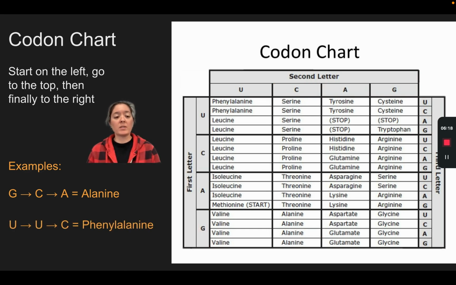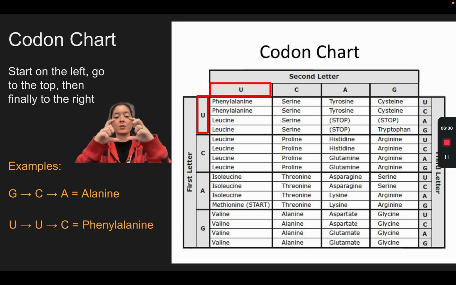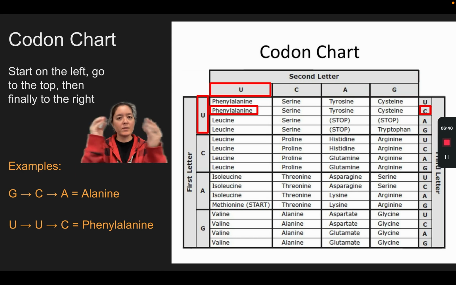We're going to practice one more time. This one we need to use all 3 of our letters. So we start on the left, U, so it's going to be in that top section. Then we move to the second letter, another U. Now we know it's going to be within that first box, but we don't know if it's going to be phenylalanine or leucine. So we have to go on to our third letter here, C, and where all 3 of those intersect in that box is phenylalanine.